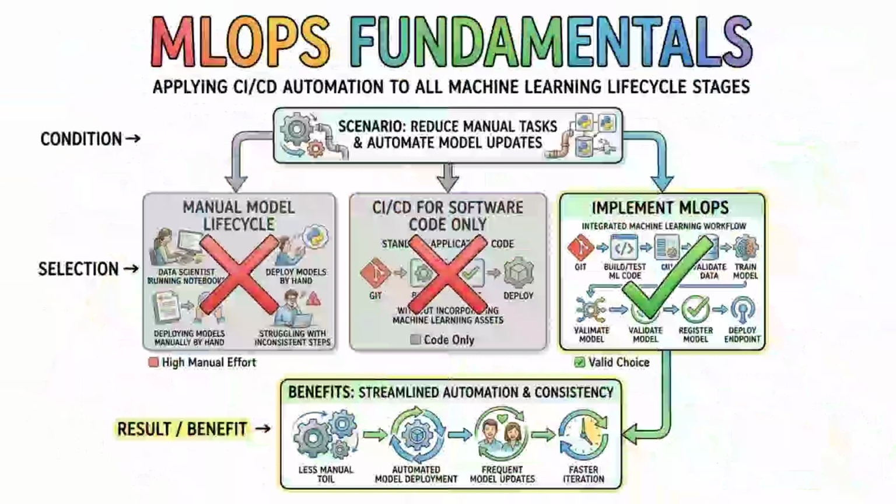Machine learning operations, universally known as MLOps, is the professional practice of applying standard software engineering principles directly to the chaotic world of machine learning. In traditional software development, engineers use automation to seamlessly build, test, and release their code into the world, a process known as continuous integration and continuous deployment, or CI/CD.